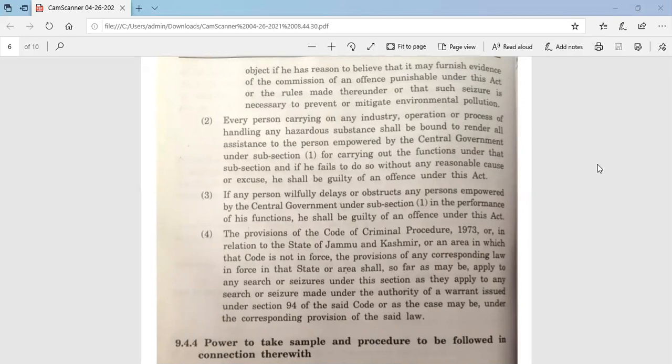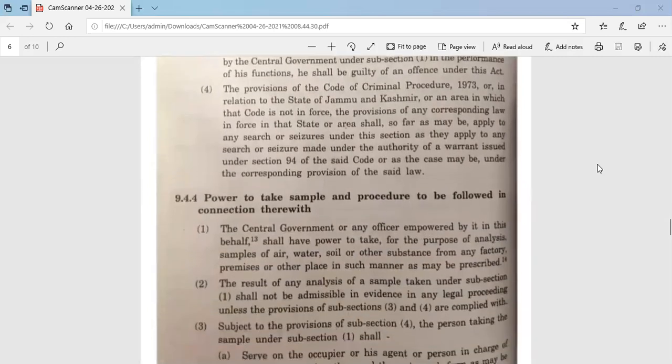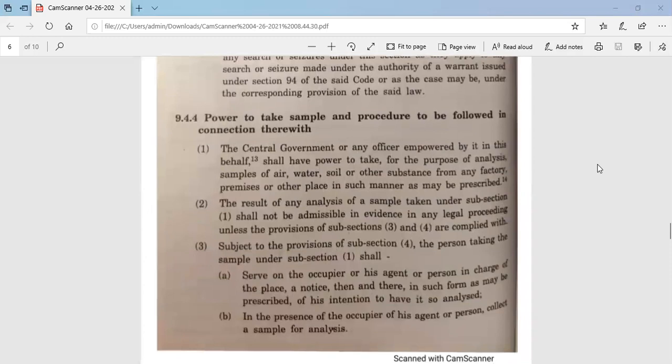Fourth, the provisions of the Code of Criminal Procedure 1973, or in relation to the state of Jammu and Kashmir or an area where that code is not in force, the provisions of any corresponding law in force in that state or area shall, so far as may be, apply to any search or seizure under this section as they apply to any search or seizure made under the authority of a warrant issued under section 94 of the said code, or as the case may be under the corresponding provisions of the said law.